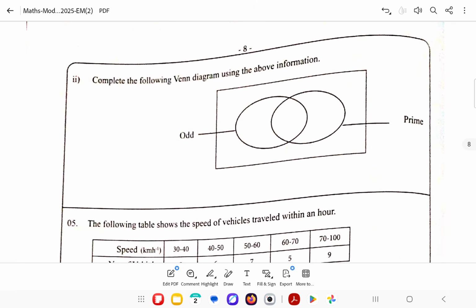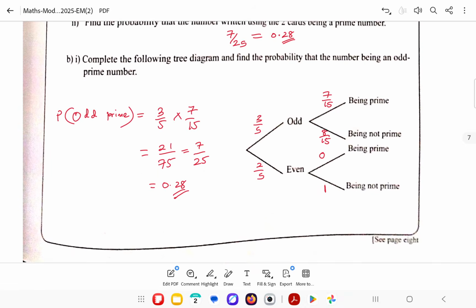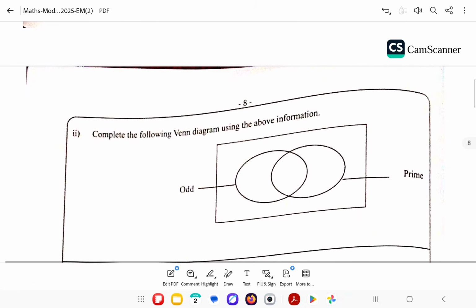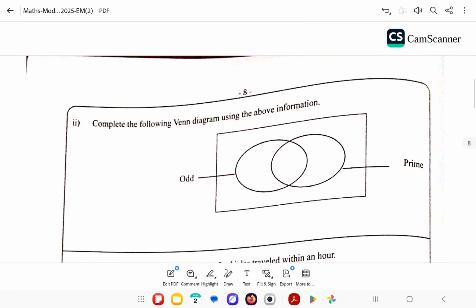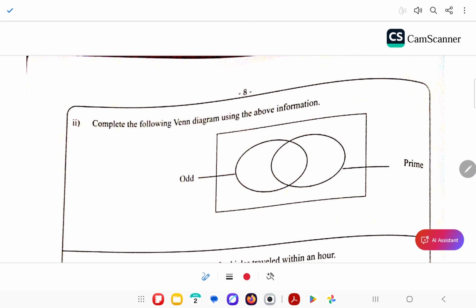Complete the following Venn diagram using the above information. So we have 7 odd and prime numbers, total 15 odd numbers, so 8 here, and 10 outside, which is the even numbers.